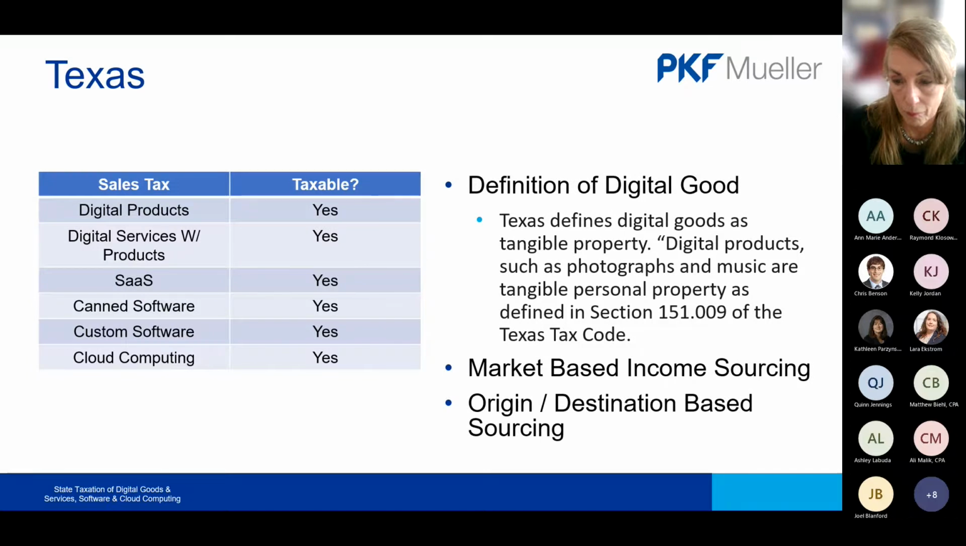So with Texas imposing sales tax, they are a yes across the board when it comes to products, digital services with products, software as a service, canned services, even custom software. Texas deems taxable here. Texas defines the digital good as tangible property: digital products such as photographs, music, tangible personal property as defined in their code section 151. So Texas is one of those states where they say yes to it all for sales tax.